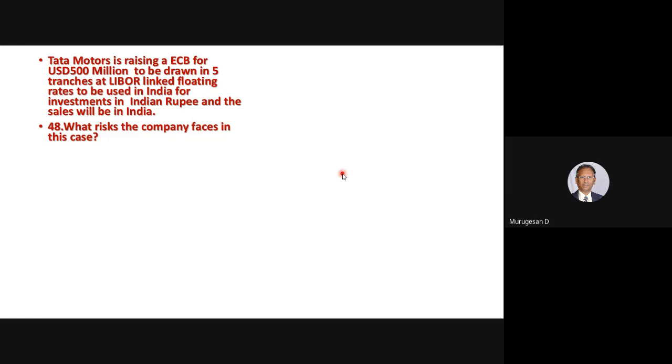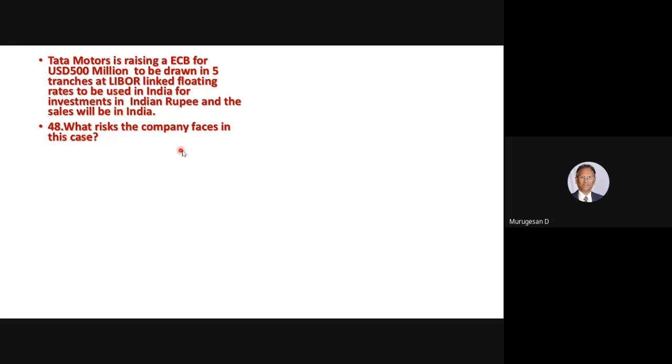Your Tata Motor raising ECB for 500 million to be drawn in 5 tranches. Don't get worried. Simple way you are answering, 5 marks you are getting. A LIBOR linked floating rate to be used in India for investment in Indian rupee. And the sales will be in India. Though they are raising a dollar loan, they are starting a project in India. The project cash inflows will be in rupee and all investment will be in rupee. So they have to convert to rupee.